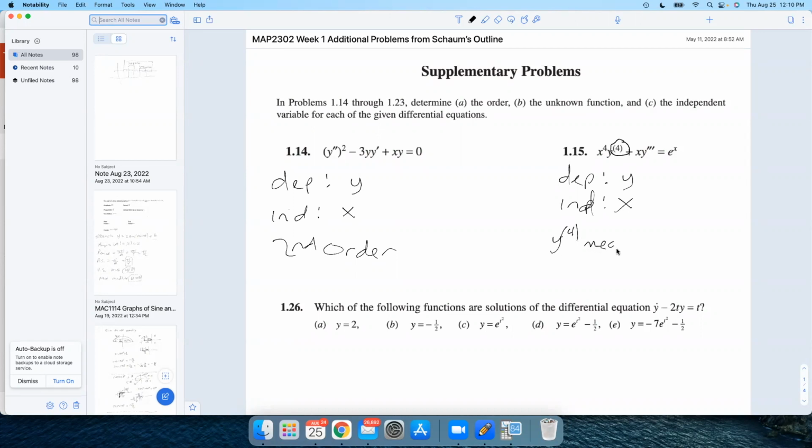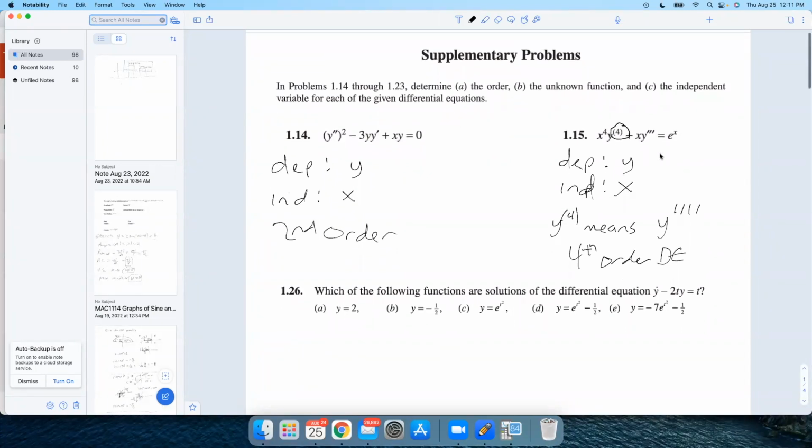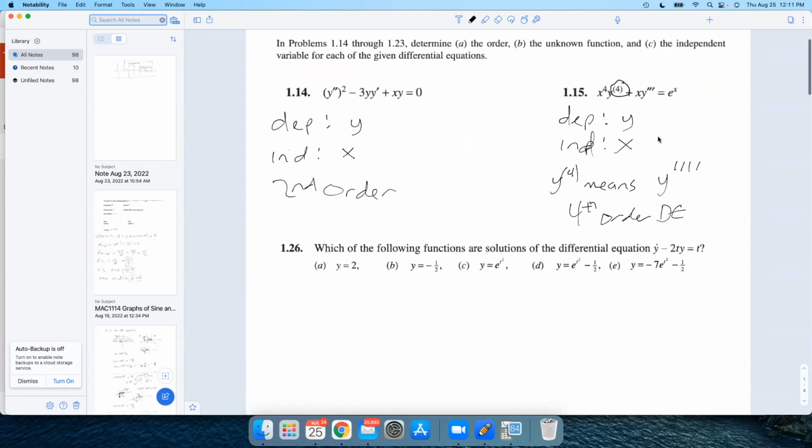Y4 means Y1, 2, 3, 4. Fourth derivative. So this is a fourth order DE. And like that one would be really nasty. I don't even know if we could solve this. We could probably solve it using power series and get an approximate solution, but I don't know if we could even solve that one analytically.